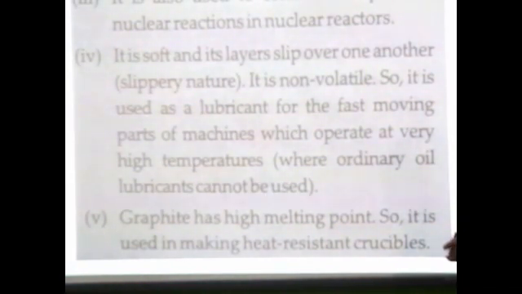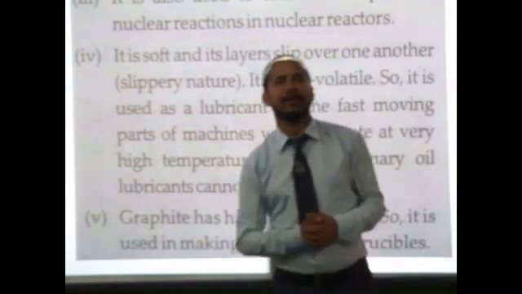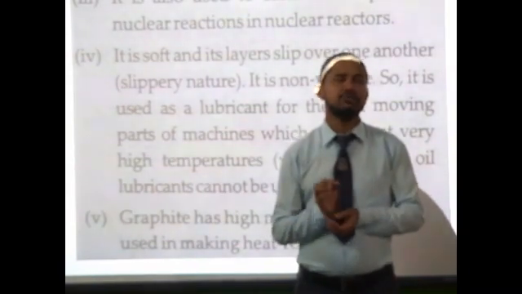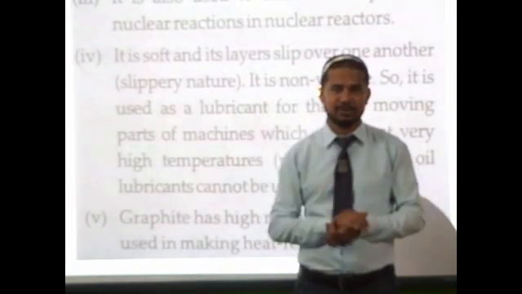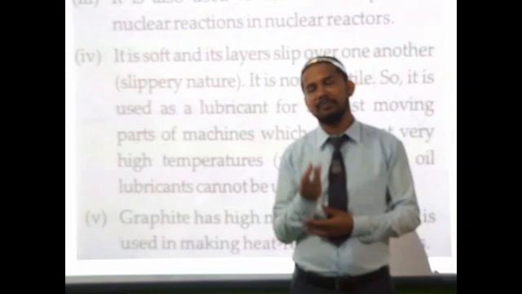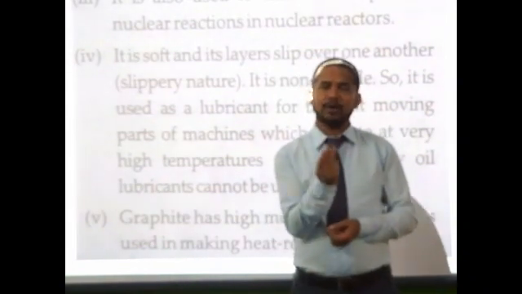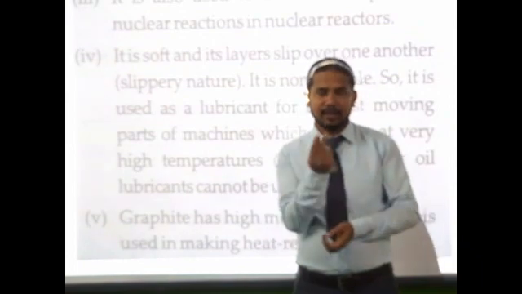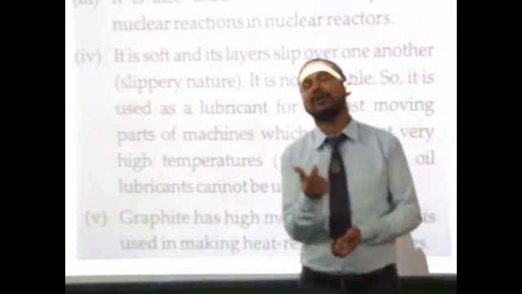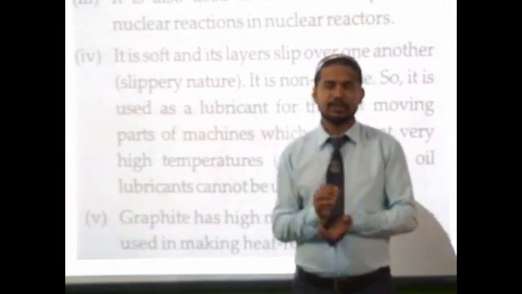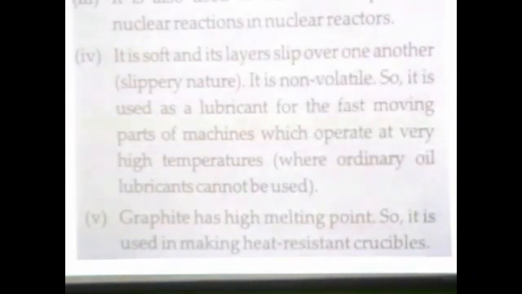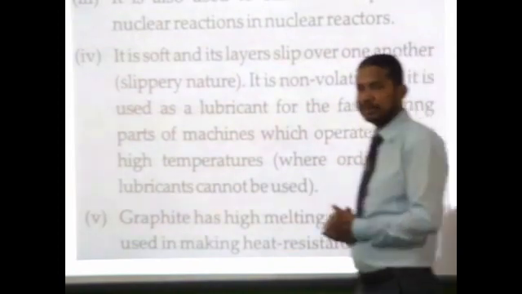Graphite has a high melting point, so it is used for making heat resistant crucibles. The melting point of graphite is very high. It does not melt at ordinary temperature, it melts only at very high temperature. That's why graphite is used in making crucibles, the apparatus in which we melt other things. So, heat resistant crucibles can be made out of graphite.